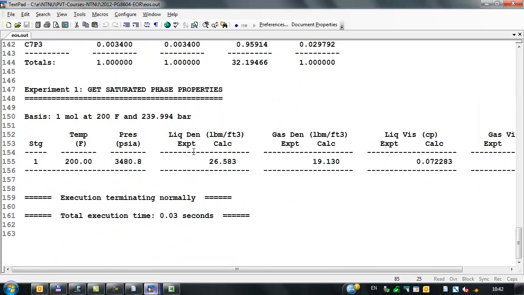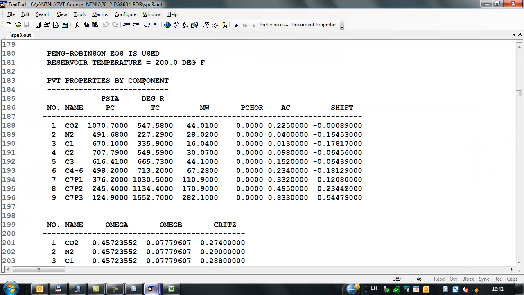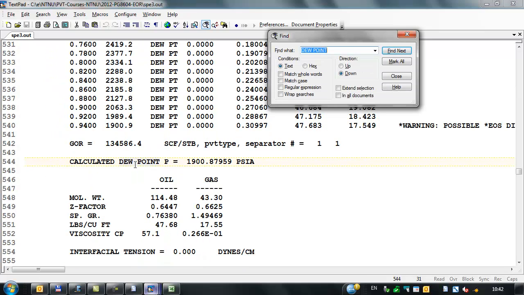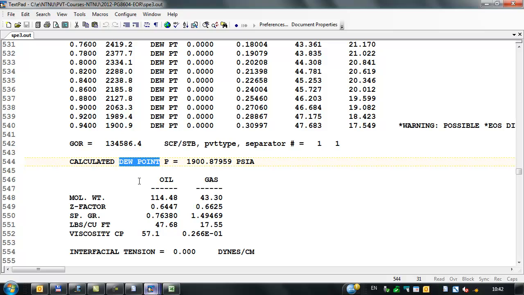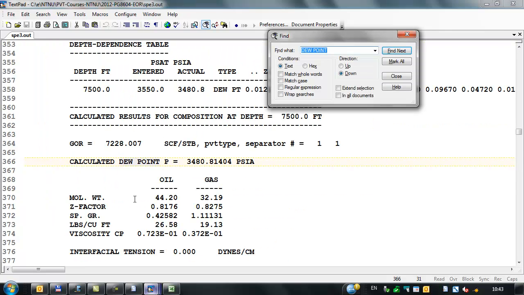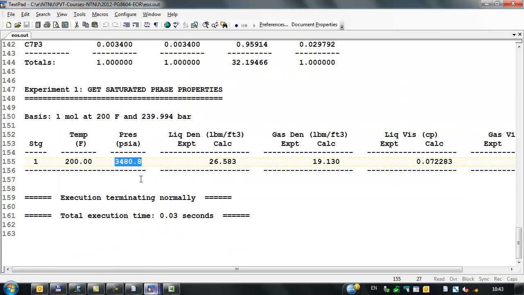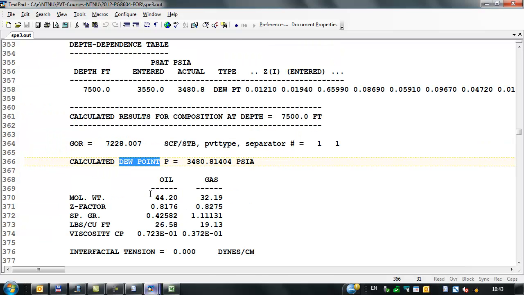Let's see here. Down here in the CCE, it fills at 3481. Okay, 3481 at 200. So let's go look at the output from sensor. That's the output from sensor. We have to look for dew point. That's the wrong dew point. 3480.8. Again, unfortunately, it's too close. You get the wrong impression.